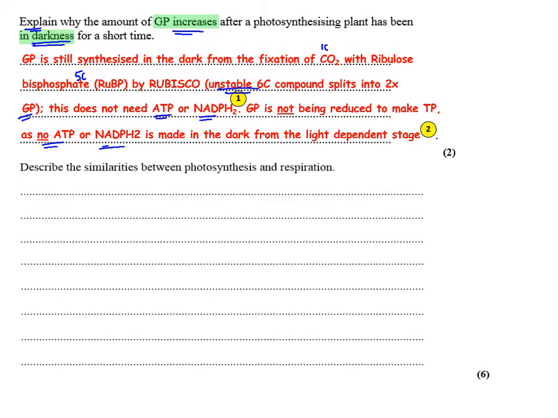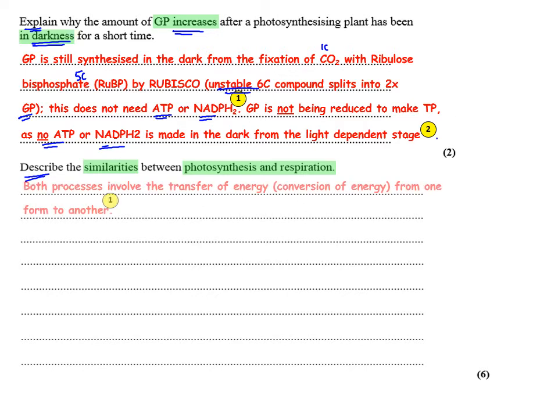Right, the next question is the 6th marker, and it says describe the similarities between photosynthesis and respiration. So this time we don't need differences, of which there are many. We actually want similarities, but we can actually get the similarities by thinking about the differences.